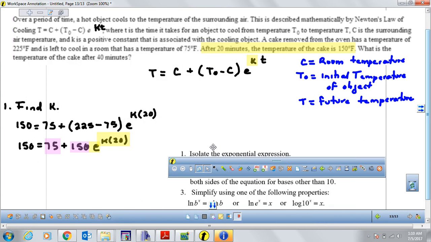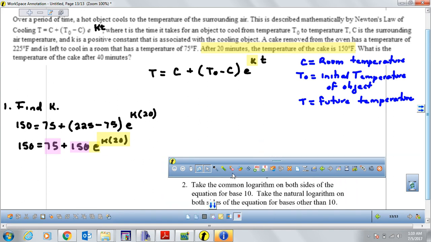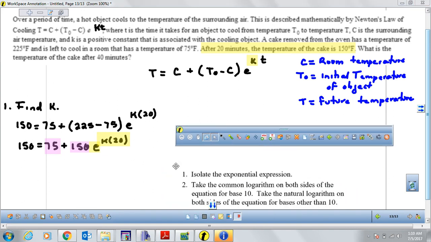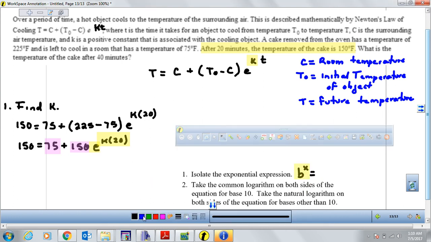That's what we need to do to solve it, right? This process again. The first step is that we need to isolate the exponential expression. In other words, leave the base, whatever the base is, raised to whatever power by itself on one side of the equation. So that would be my E raised to the K times 20. So how do I leave it by itself?